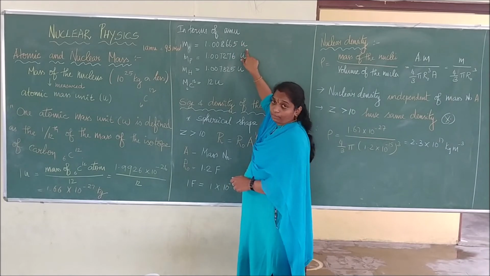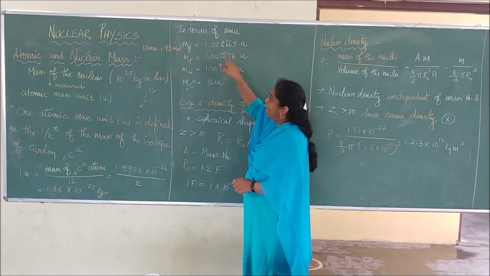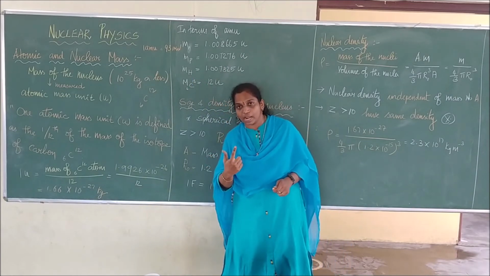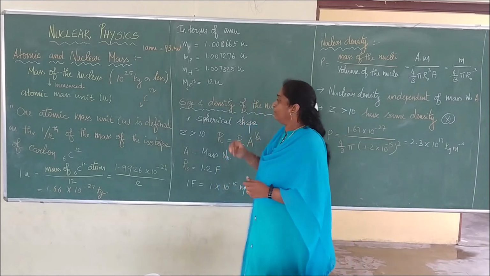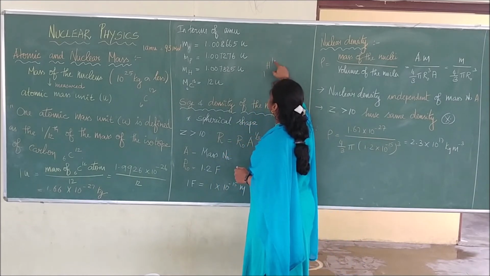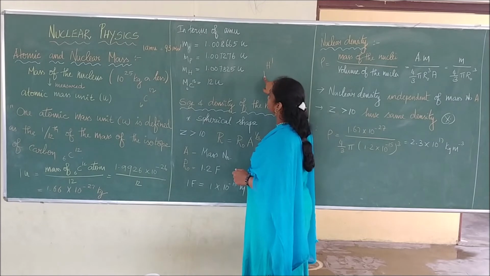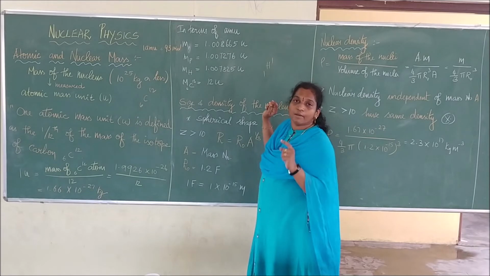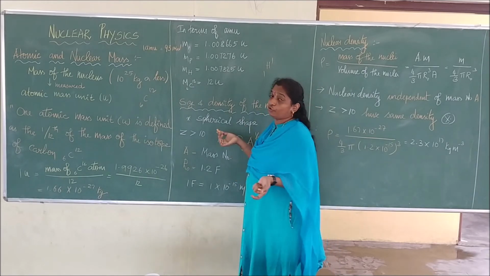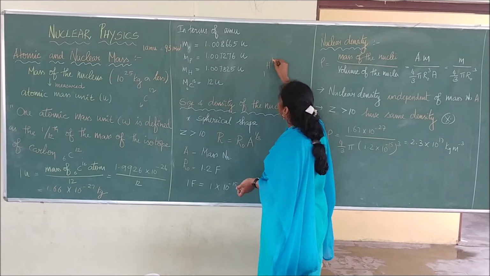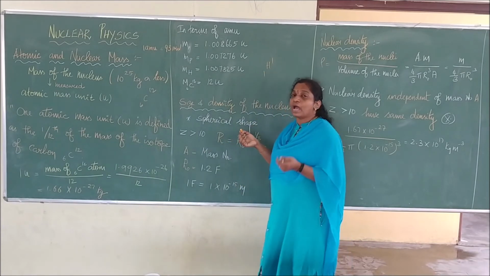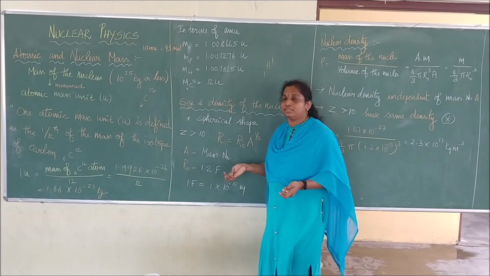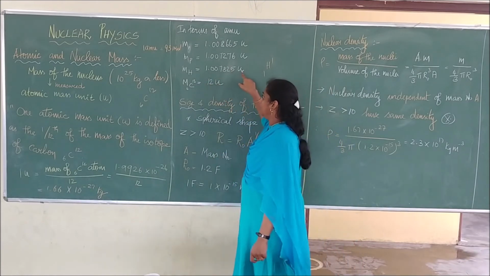So the mass of the neutron is 1.00866 times the atomic mass unit, and the mass of the proton is this. What is the mass of a hydrogen atom? Hydrogen has one proton. We write the equation with the mass number and the atomic number. The atomic number stands for the number of protons or the number of electrons. So the number of neutrons is 1 minus 1, which is 0. In a hydrogen atom we have 1 proton and 1 electron, and no neutron is present. The mass of a hydrogen atom is represented like this.